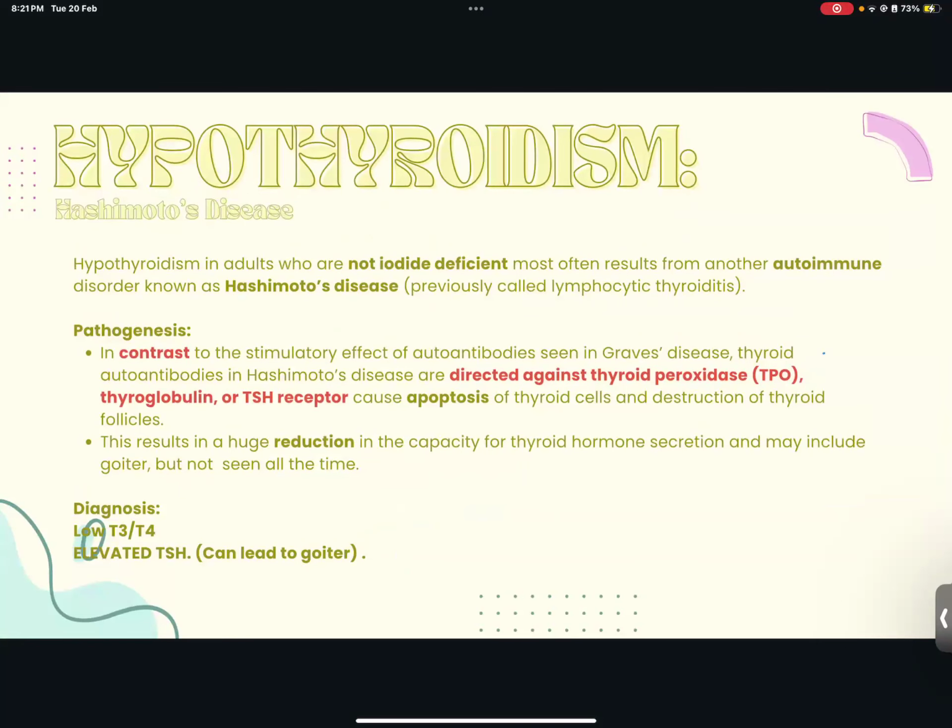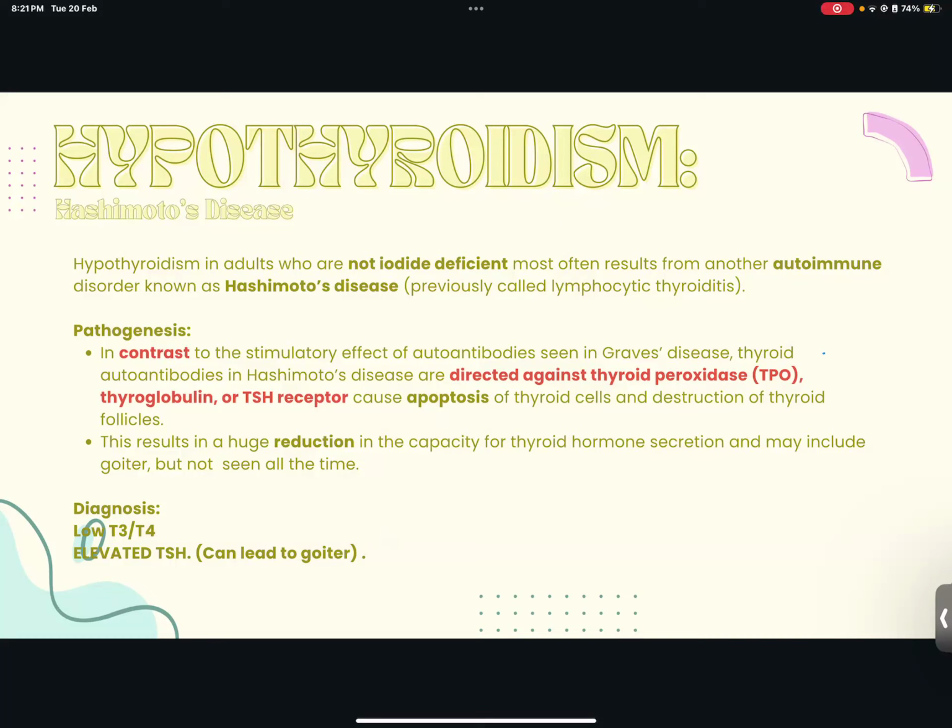Now let's talk about Hashimoto's disease. Hashimoto's disease is an autoimmune disease, and it's found in people who are not iodine deficient. So hypothyroidism can be caused by iodine deficiency, and it could also be caused by an autoimmune disorder. Hypothyroidism in adults who are not iodine deficient will usually be caused by Hashimoto's disease, and this was previously called lymphocytic thyroiditis.